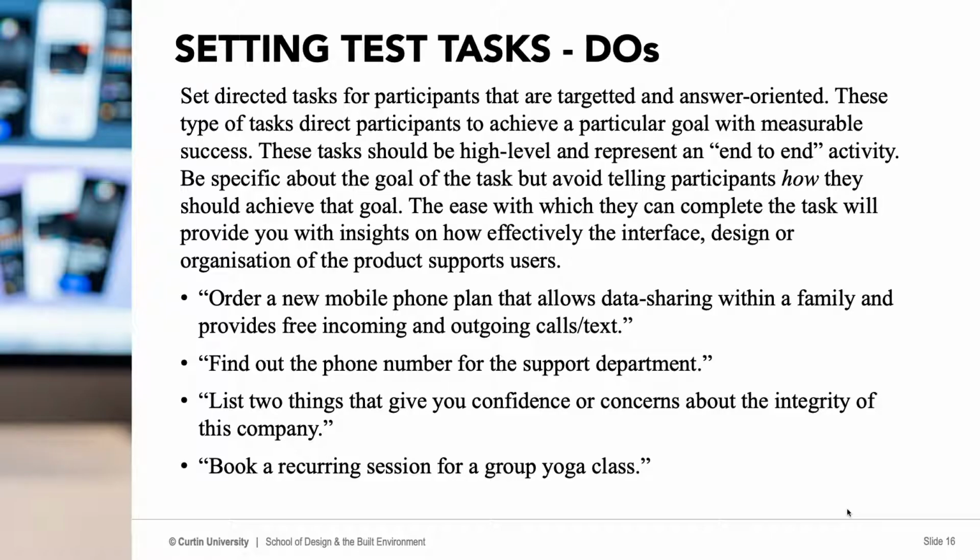Another thing that you could do is, maybe if you're designing a website for a charity organization or an NGO, and you've been set the research goal to find out why people are not donating or engaging with this organization as much over the last year since the website's been redesigned. Then you might set a task that says, okay, list 2 things that give you either confidence or concerns about the integrity of this organization. So then that becomes a very useful task. Right? It's a bit more open-ended, but really insightful for you as a researcher to get the kind of insights that you need.